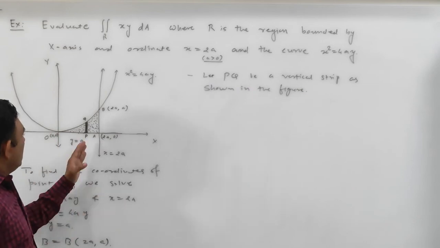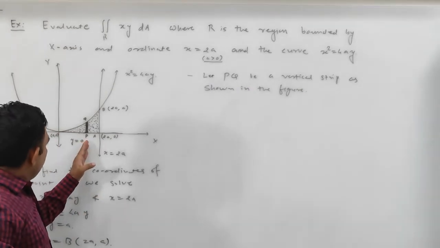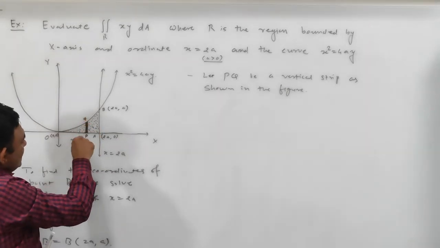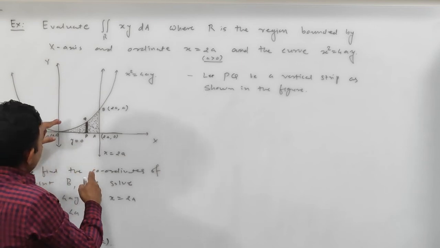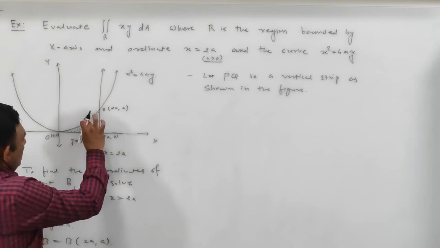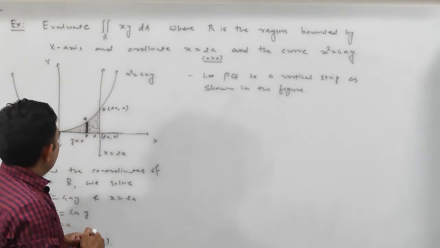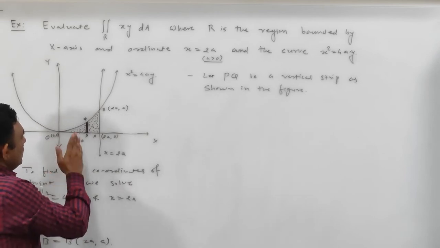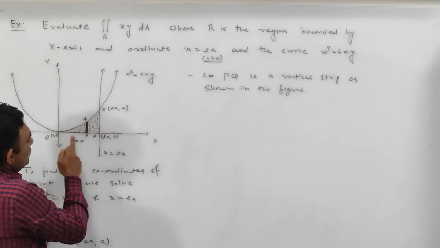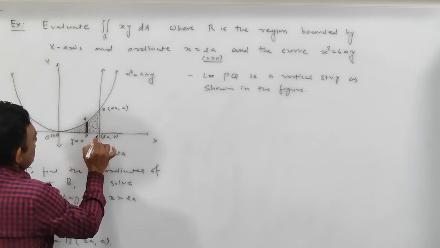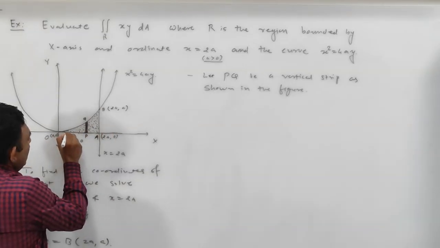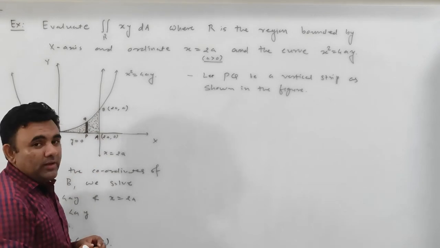Now the bottom end of the strip will be P and the top end of the strip, Q, will always lie on y equal to 0 and the top end will be on x square is equal to 4ay. Now you move this strip horizontally to cover this region, from O to this point, say this point is A, so from O to A.